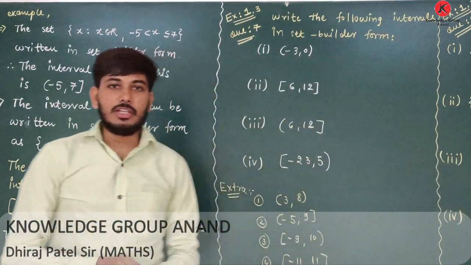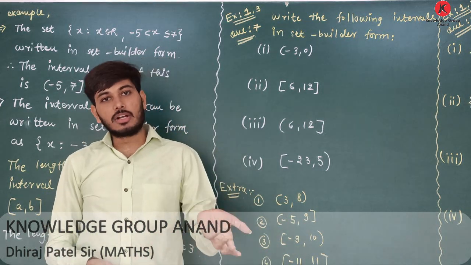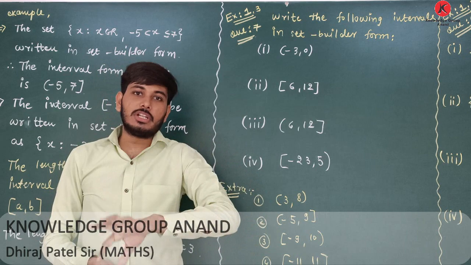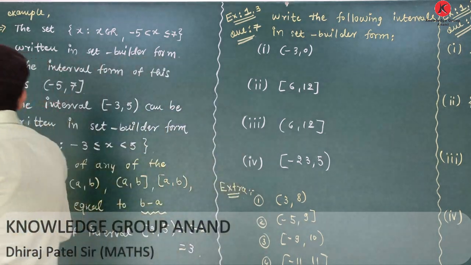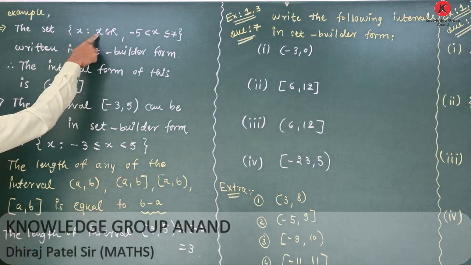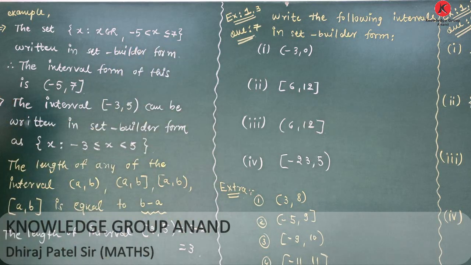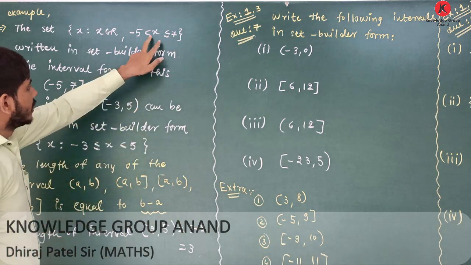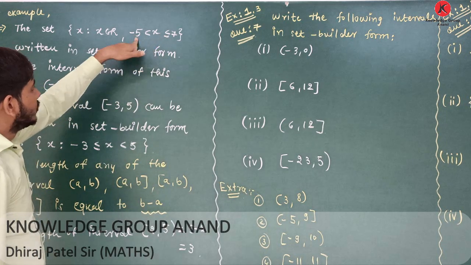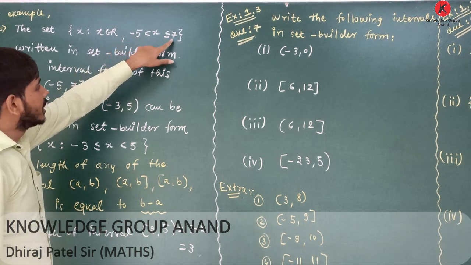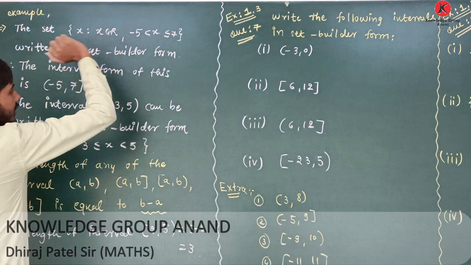Now we are going for the representations of intervals in set builder form, or conversion from set builder form to interval form, as well as interval form to set builder form. For example, the set x such that x belongs to R, minus 5 less than x less than or equal to 7. We know that all real numbers lie between minus 5 and 7. We do not include minus 5 but include 7 here. So it is written in set builder form.